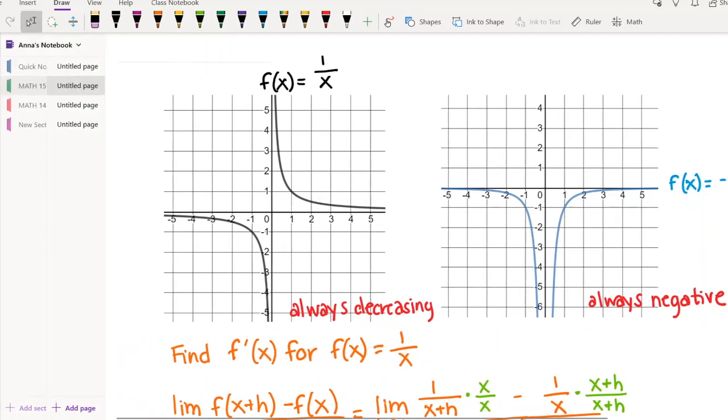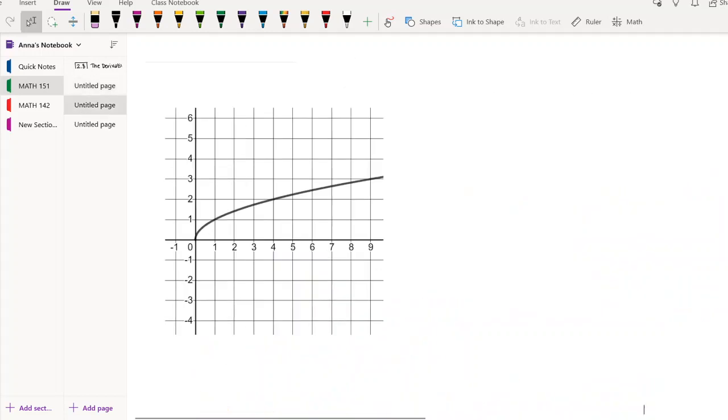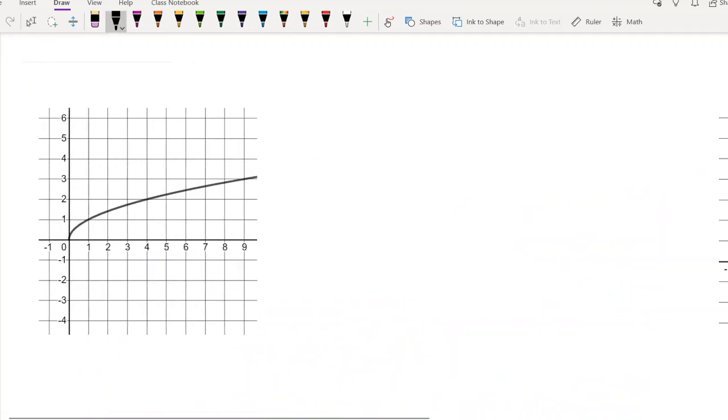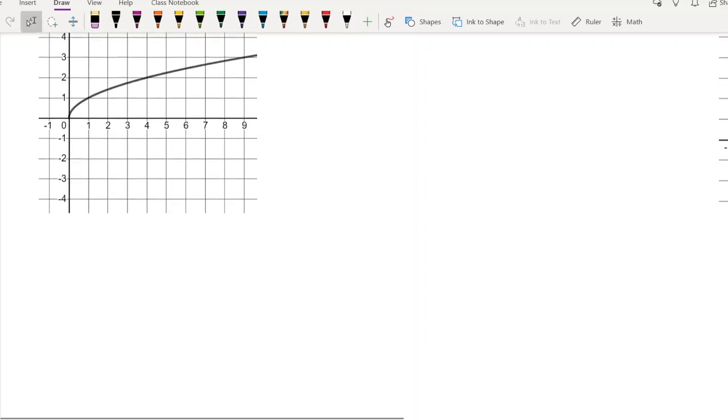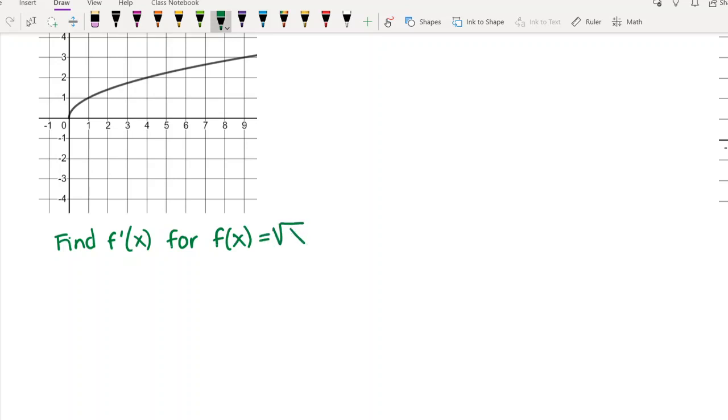Okay, so let's look at one more example together. So this is now going to be f of x is equal to square root of x. The square root of x graph looks like half of a sideways parabola. Okay, so we are going to find f prime of x, the derivative function for f of x is equal to square root of x.